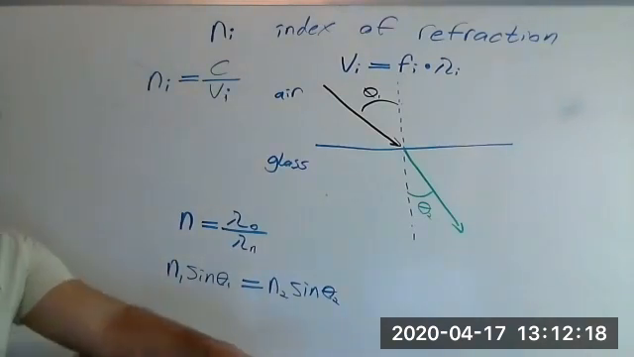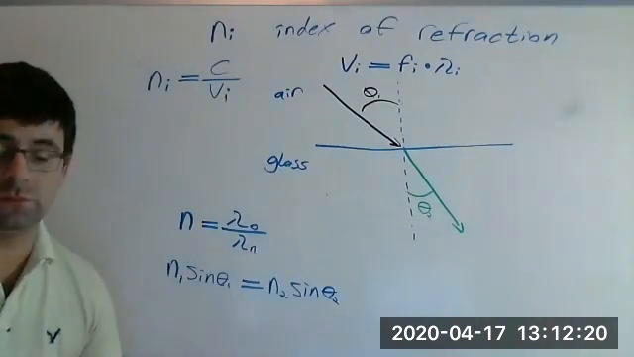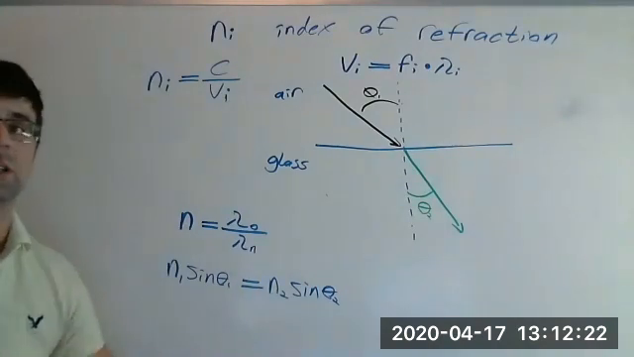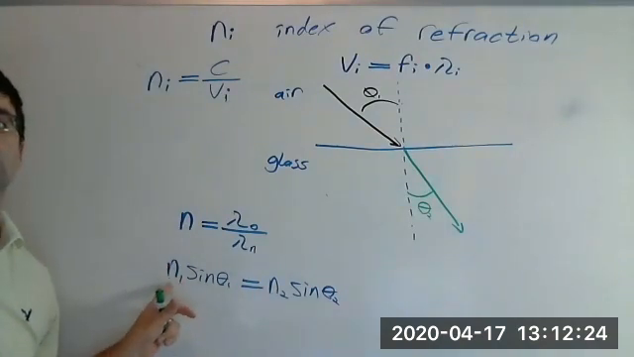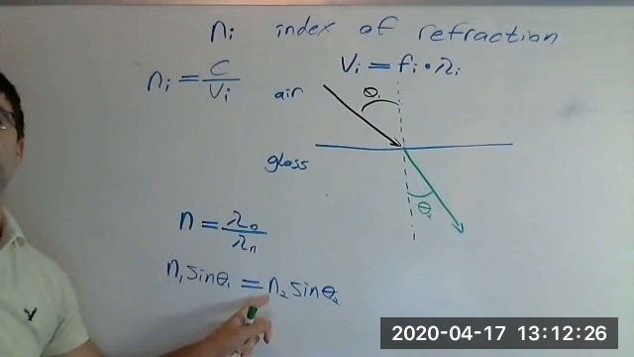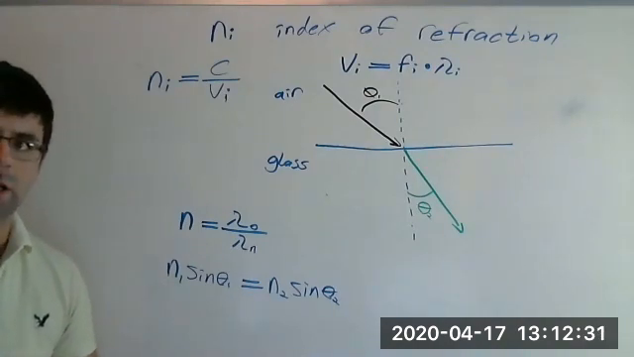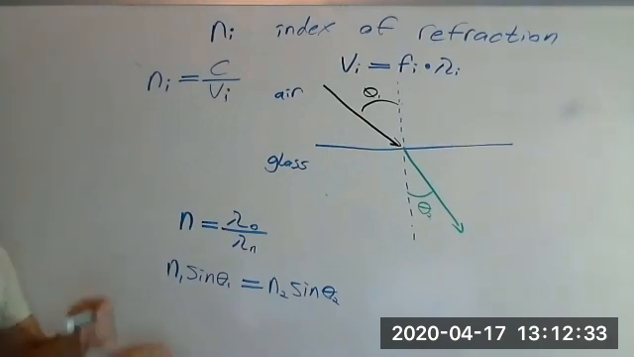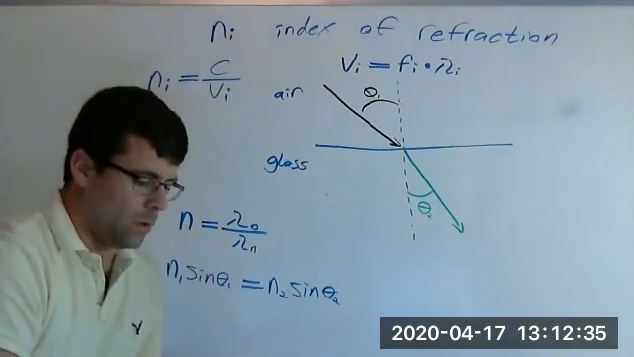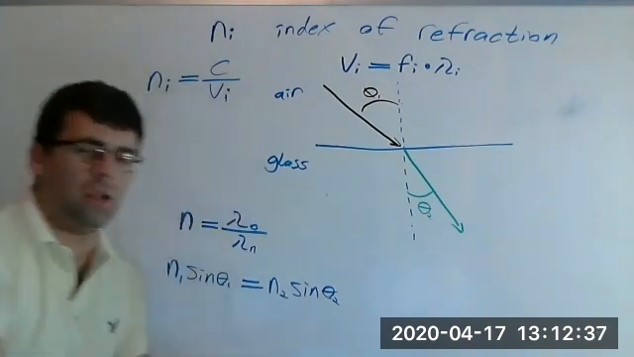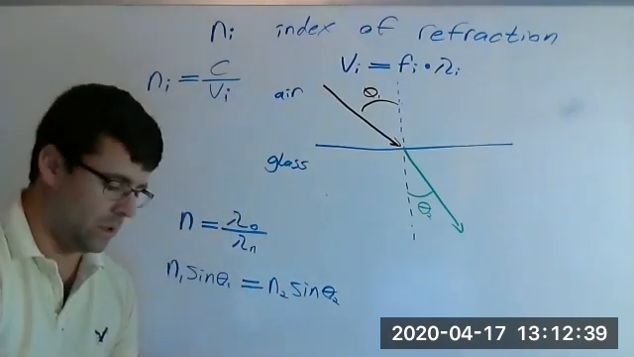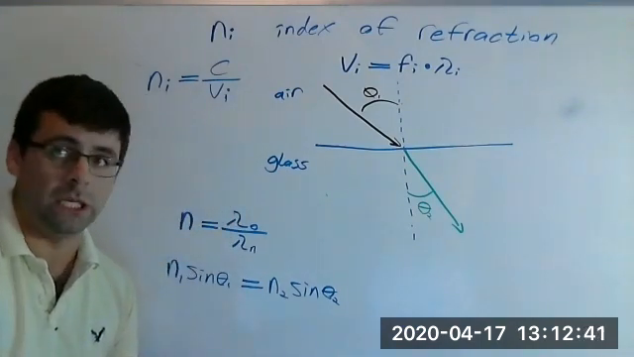so how this gets refracted depends entirely on the ratio of these two things. So let's look at theta for a second. What is the smallest value theta can be?